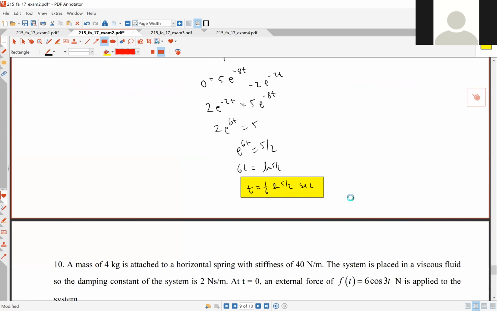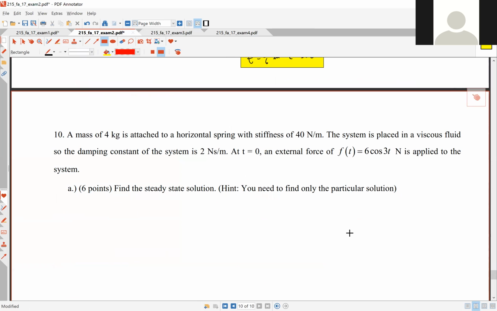All right, the last one was about resonance, resonant frequency, and steady state solution. So we have a mass of 4 kilograms. Spring stiffness of 40. Viscous fluid so that the damping constant is 2 newtons second per meter.